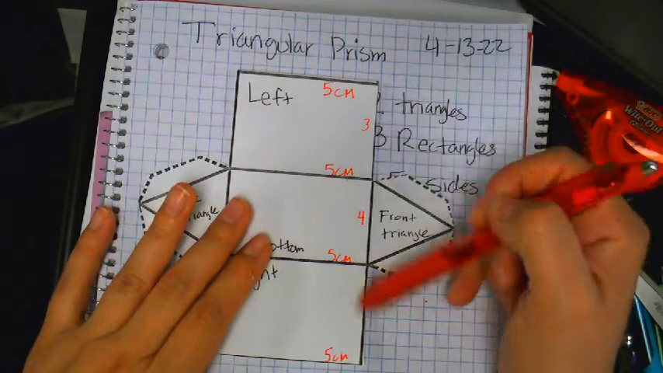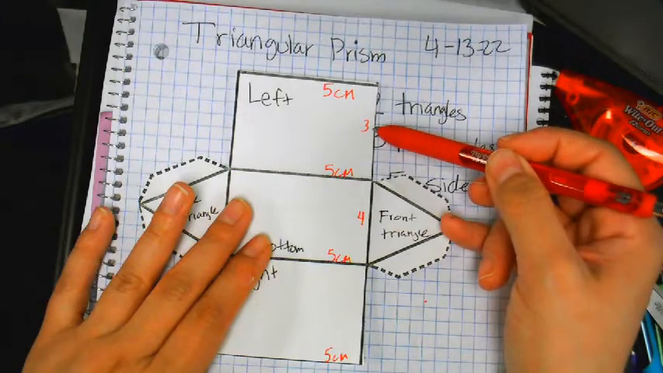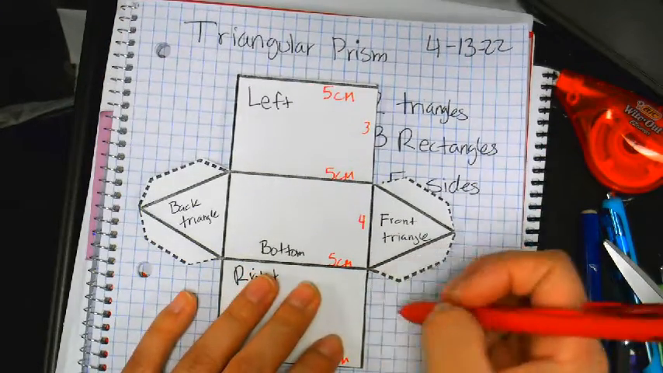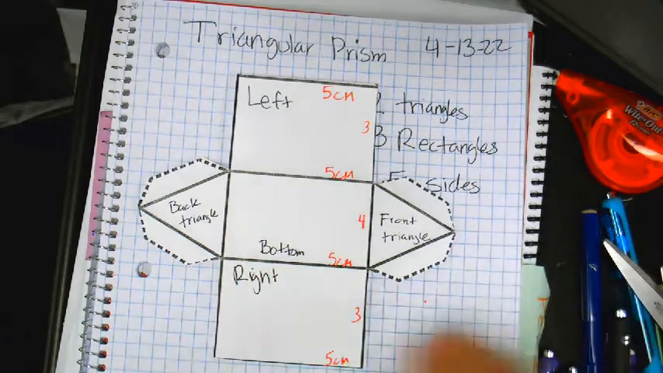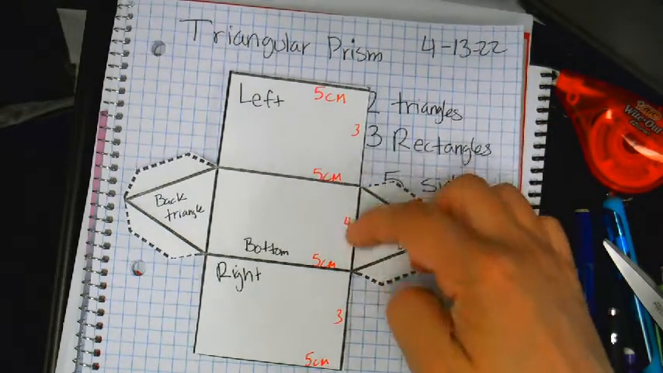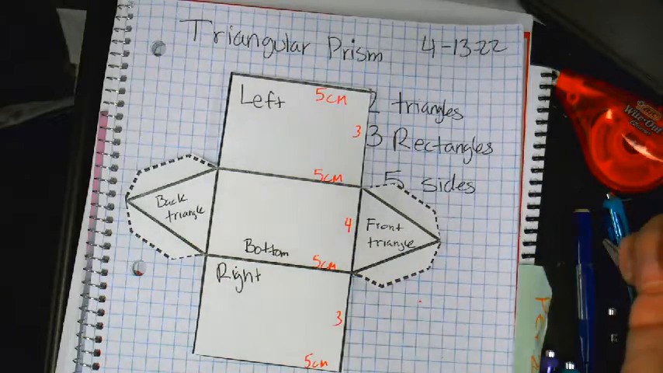All right. 5, 5, 5. This is 4. This is 3. Okay. And then this one is 3, 2. Okay. So 3, 4, 3. Okay. Why?